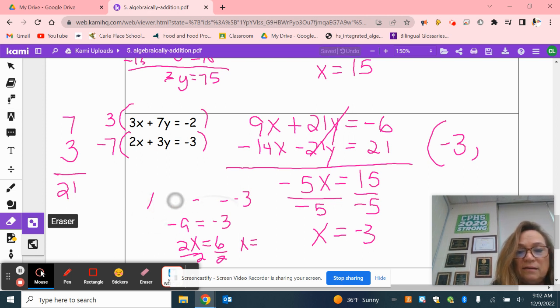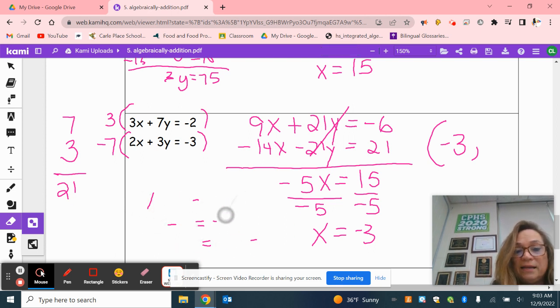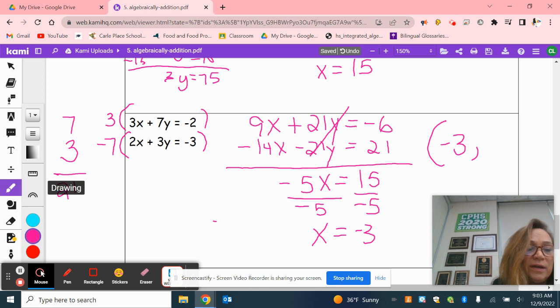Look at that. Oh, I was getting so excited that I thought I was done that I plugged it in the wrong spot. And now you're all mad at me because you don't work in pencil, right? I hope you're working in pencil.